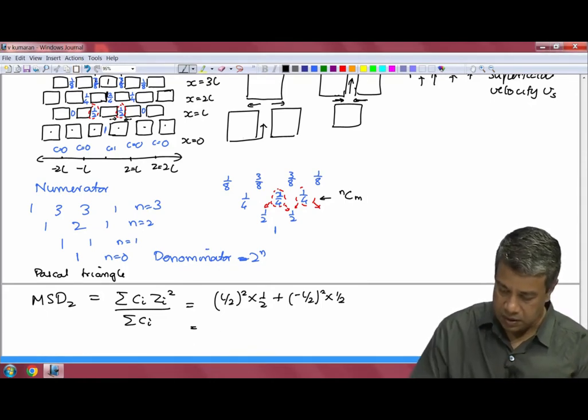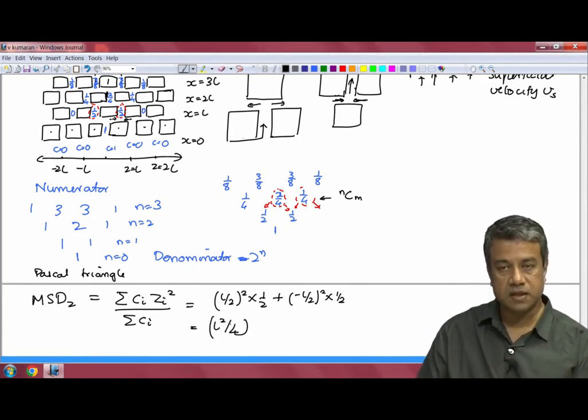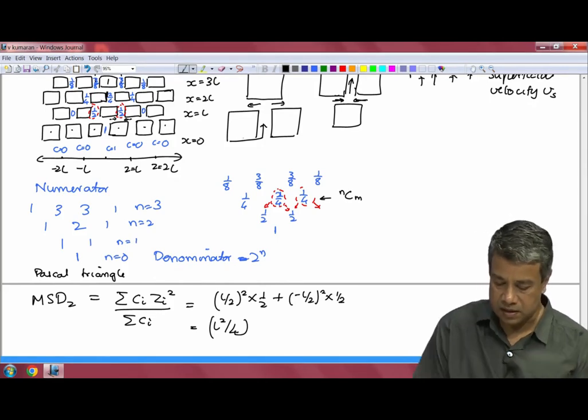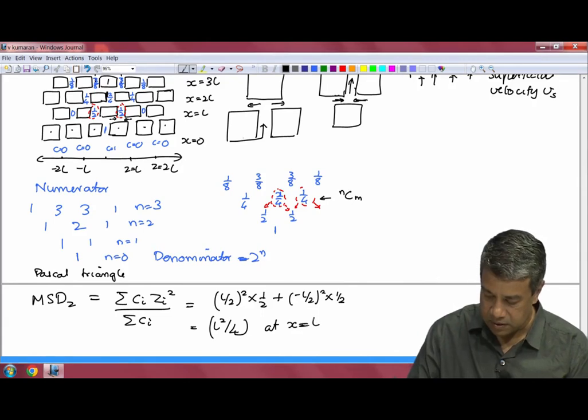And this turns out to be equal to L square by 4. That is the mean square displacement in the z direction. That is the mean square displacement in the z direction at x is equal to L.